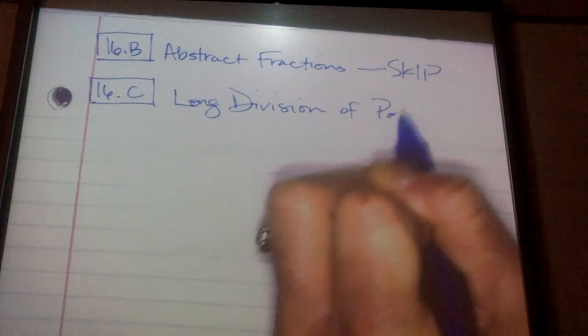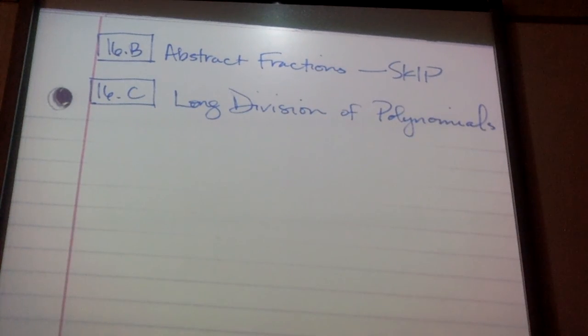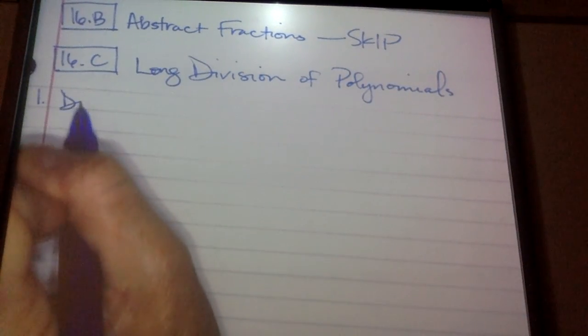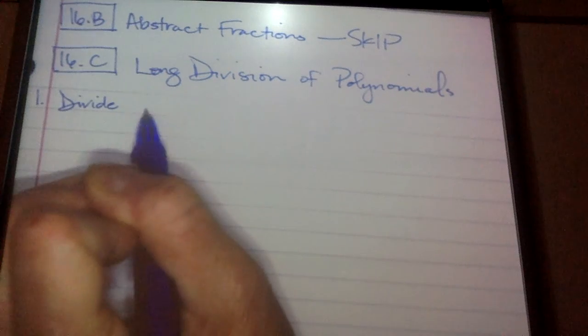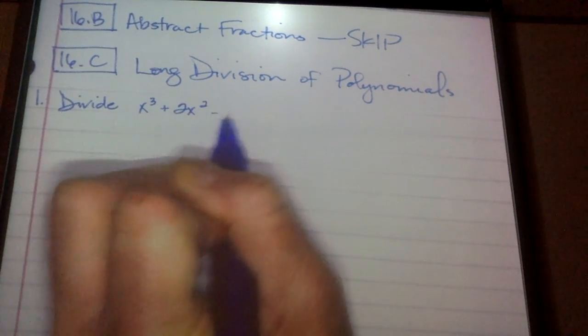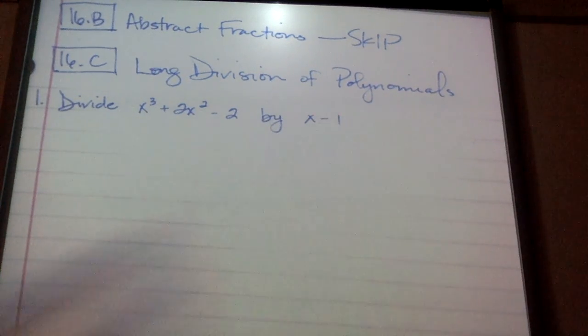So I'm going to do 2 problems with you. Again, you can pause it, try it on your own, and then check with my answer. So the first, I'm going to go over this process. Remember, it is review. Divide x cubed plus 2x squared minus 2 by x minus 1.